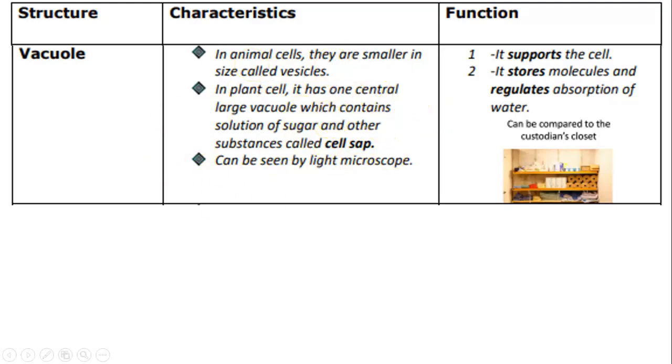What about the animal cell? In the animal cell, we call small vacuoles vesicles. They also can be seen by the light microscope. What's the function of the vacuole? First, it supports the plant cell. But we said that the cell wall supports the cell. Yes, the cell wall gives the rigidity. But also, the filled vacuole gives the rigidity.